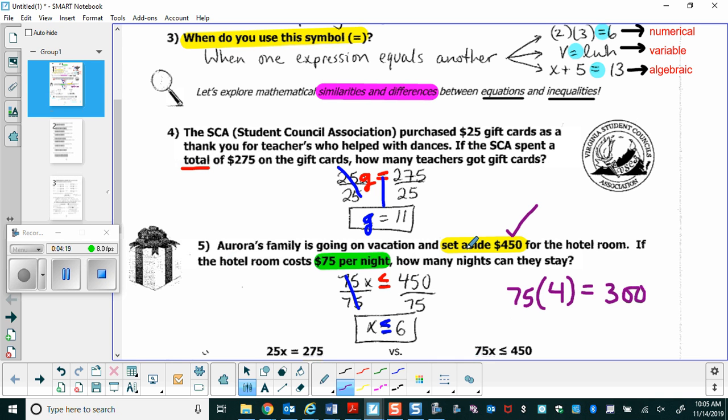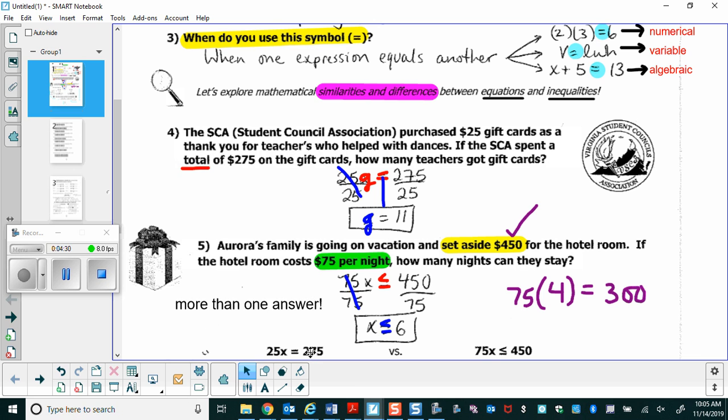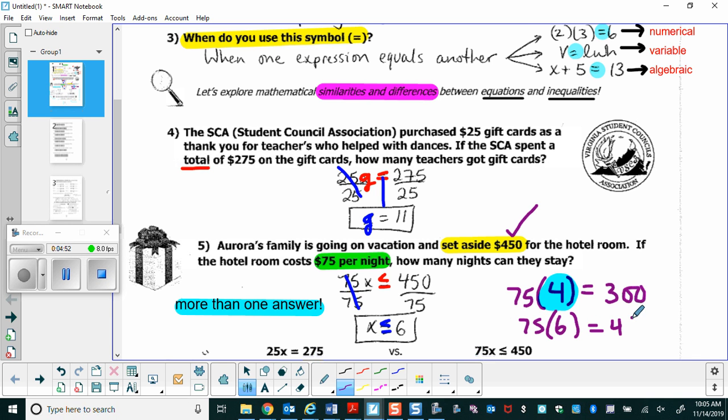So what we're starting to see here with these types of problems is that there's going to be, you might want to write this down, more than one answer. Okay, with inequalities, that's the whole difference here now, there's going to be more than one answer. That's a big difference here. They could stay for 2 nights and only spend $150 and still be under budget. Now, if they do stay 6 full nights, that's going to cost them exactly $450, and then they'll be spending all of the money that they set aside, but that's okay because it's anything up to 450.